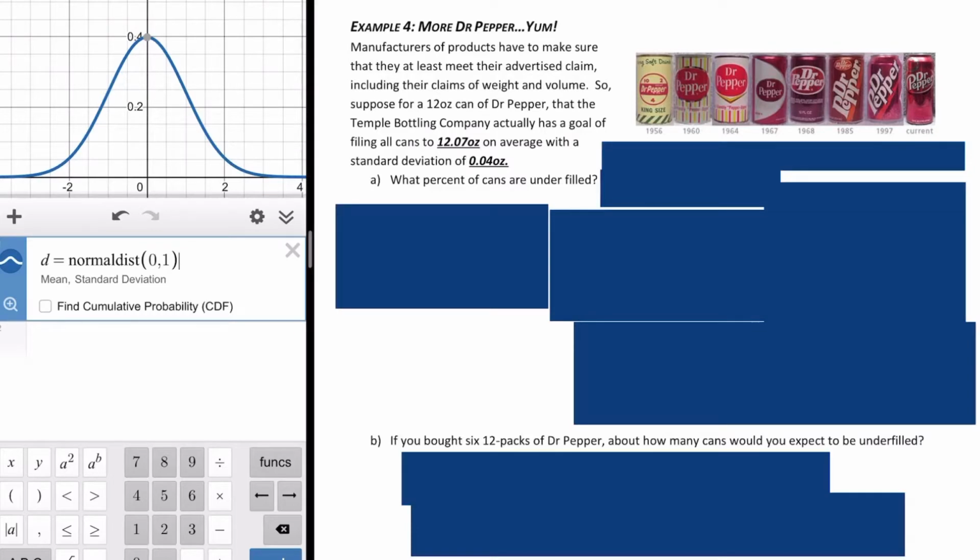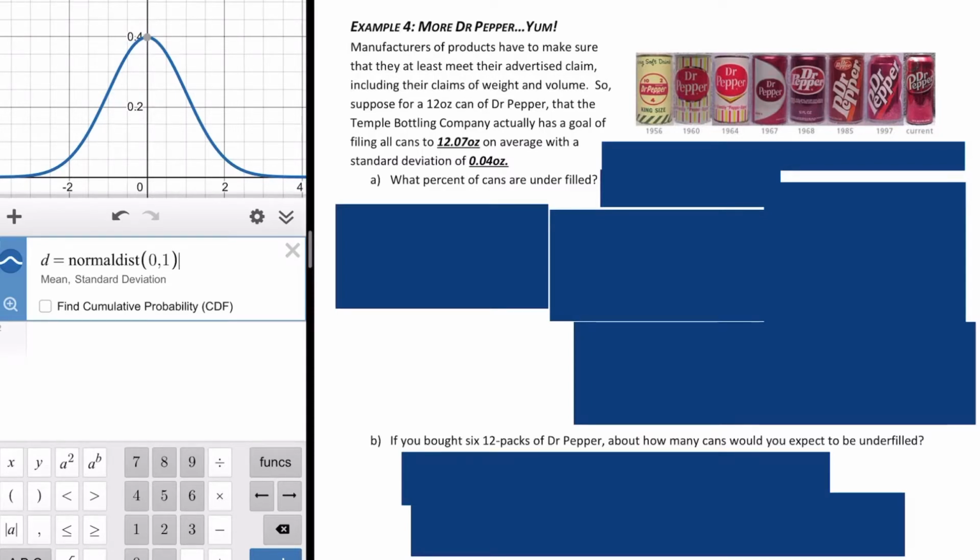So manufacturers of products have to make sure that they at least meet their advertised claim, including their claims of weight and volume. So suppose for a 12-ounce can of Dr. Pepper that the Temple Bottling Company actually has a goal of filling all cans to 12.07 ounces on average, with a standard deviation of 0.04. So again, they have to overfill just slightly, so that way most of the cans that they sell have at or over 12 ounces of Dr.